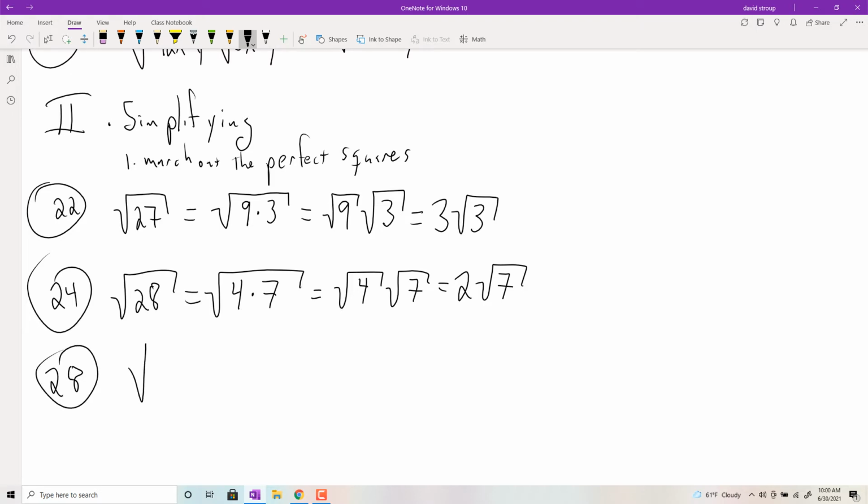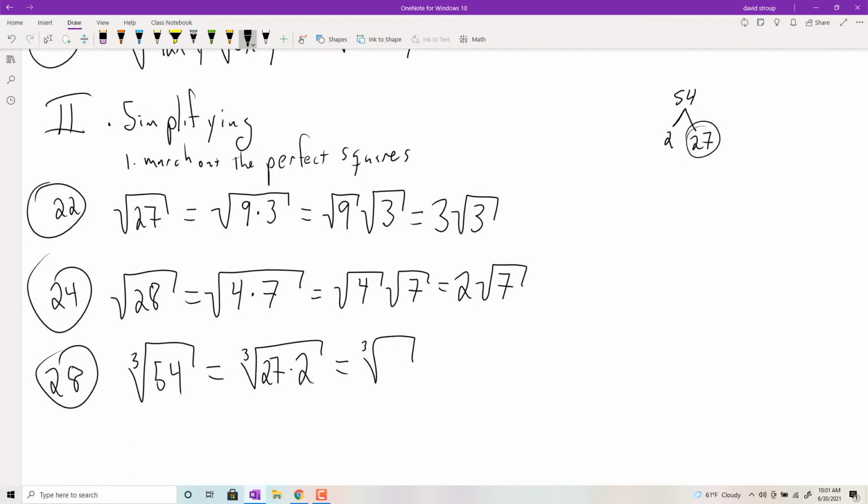Let's try 28. Here we have the cube root of 54. Cubes, perfect. I'm factoring 54, so I want to factor it into something that's a perfect cube. I've been working with these perfect cubes in the previous section, so I know what they are: 8, 27, 64. I'm hoping to see one of those numbers pop out. 54 is 2 times 27, and sure enough, 27 is a perfect cube. So I'm going to put that in the front, and I can then split up my cube root accordingly.